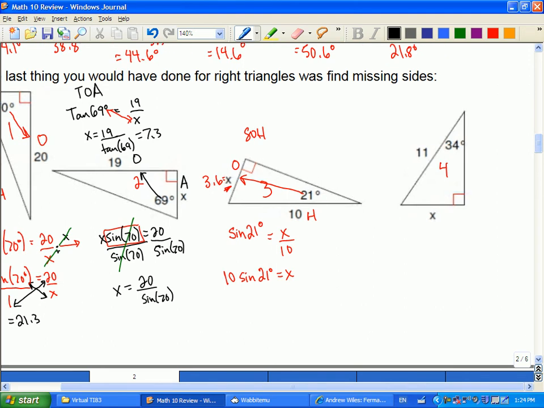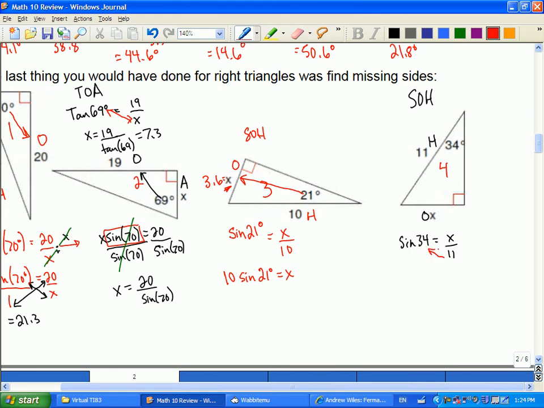Now, let's try the last one here. You walk me through it now. Which ratio do I have to pick out of this triangle for number 4? Yeah, I have an opposite and I have a hypotenuse. This is a SOH question. So can somebody tell me what does the equation sound like if you were to read it? Sine 34 is x over 11. Yeah, that's right.